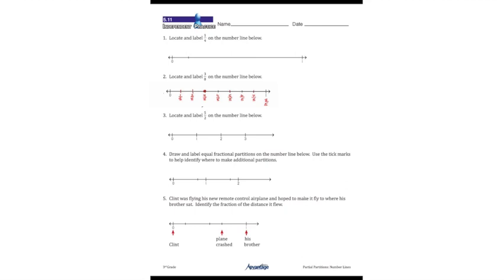Yours should be very similar. If you got it correct, put a star. If you missed it, put a circle. All right, number 1, locate and label 1/4 on the number line.